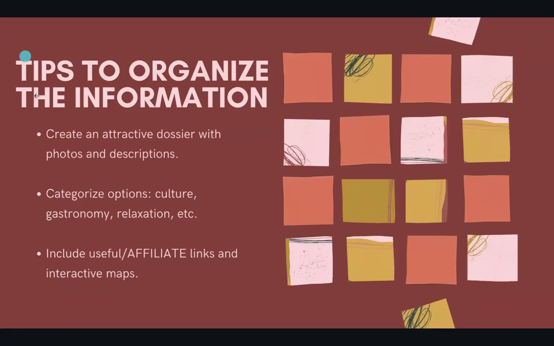Okay. So, tips to organize the information. Easy. Create an attractive dossier, which is an itinerary or a document with all the photos and the descriptions of what you researched already. All the points that we said at the beginning, you will put them in one document or presentation, whatever you want to use, for them to be able to see it. The pictures are the key. If you put a very nice picture, this is how you're going to sell it. Then categorize options: culture, gastronomy, relaxation, right? Depending on their interest, this is the way you're going to categorize your information.